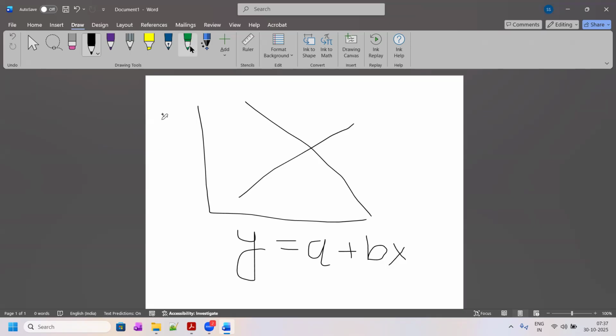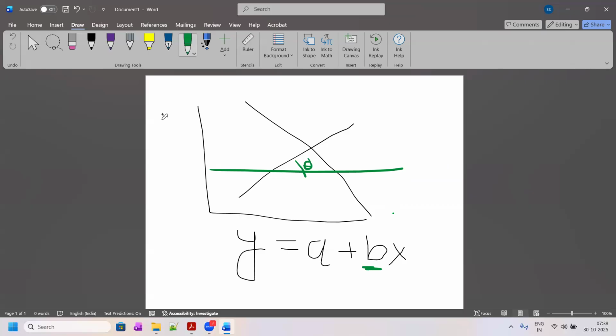Slope is basically the angle the line makes with the horizontal axis. So that is called slope. If you have done mathematics in PU, in coordinate geometry, we study this with the formula y2 minus y1 by x2 minus x1. That is the formula of slope.